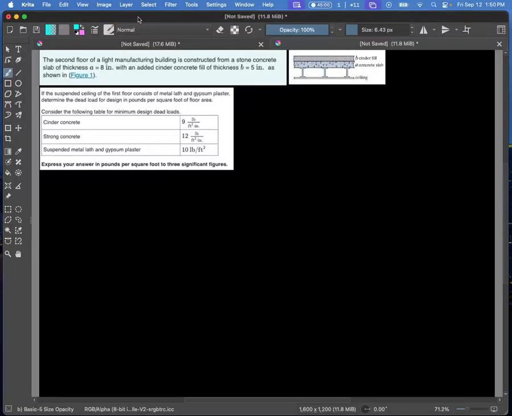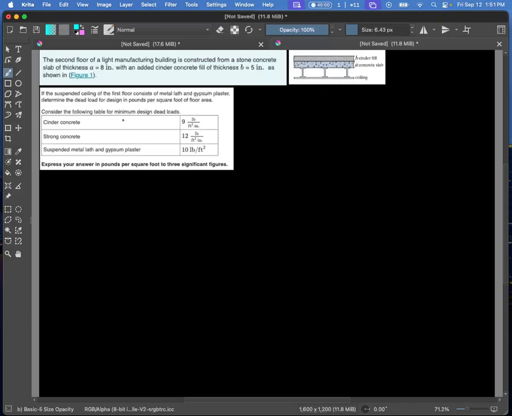So here, the second floor of a light manufacturing building is constructed from a stone concrete slab of thickness A equals 8 inches, with an added cinder concrete fill of thickness B equals 5 inches, as shown in figure 1. Here's figure 1. Cinder fill, concrete slab. And then there's the ceiling, I guess.